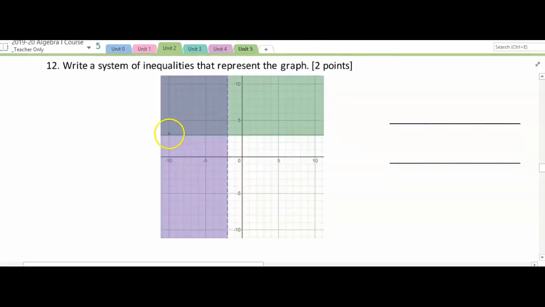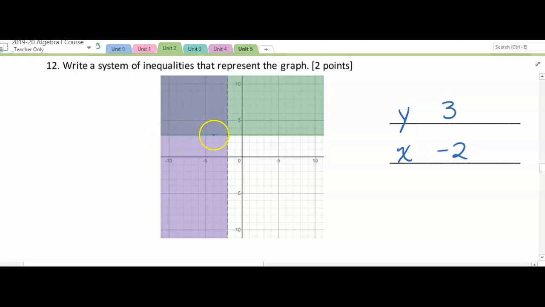Let's work backwards. Now we're going to write an equation for these lines. Notice I have one horizontal line and one vertical line. The green horizontal line is the line y = 3. The purple vertical line is the line x = -2. But these aren't equalities, these are inequalities. So I need to put the appropriate symbol.